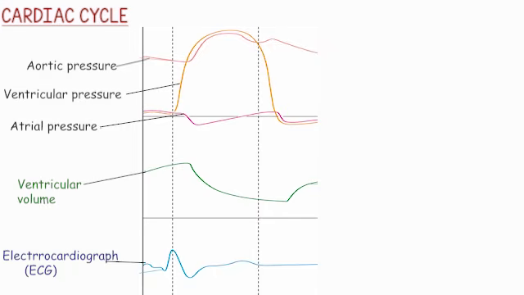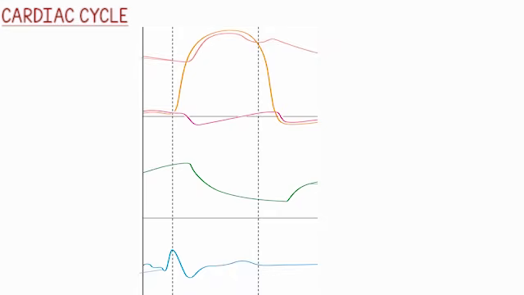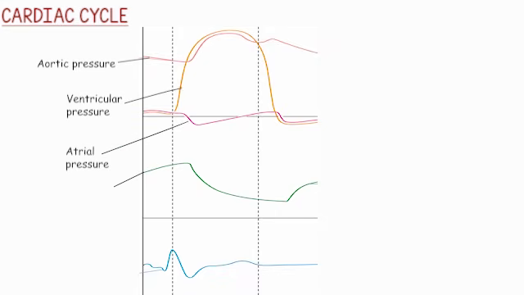So it brings together several events happening at the same time, and these include contraction and relaxation of the atria and ventricles, changes in pressure, and these pressure changes include changes in atrial pressure, ventricular pressure and aortic pressure. It also involves changes in volume, specifically ventricular volume, and then it also brings together the opening and closing of the heart valves and electrical activity shown on the electrocardiogram or the ECG.